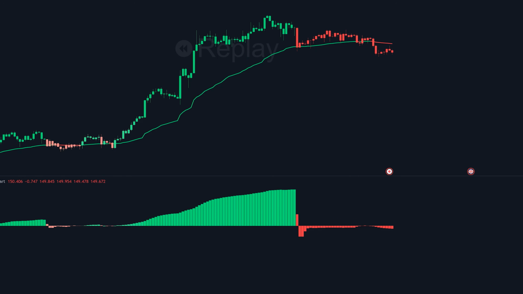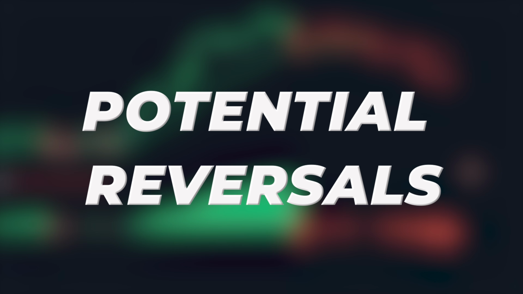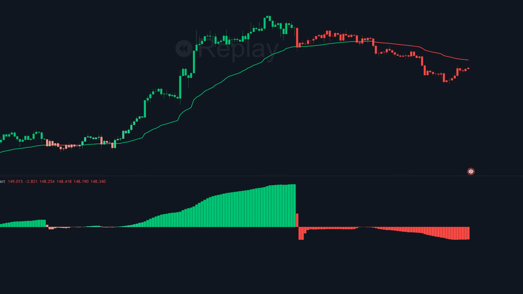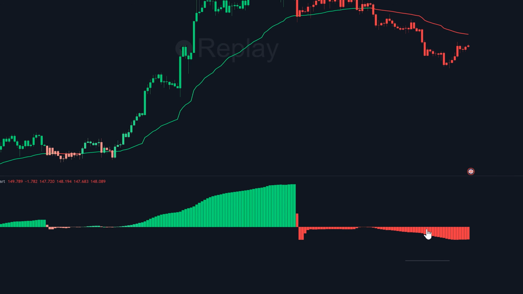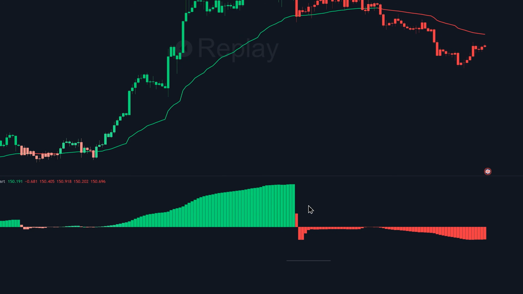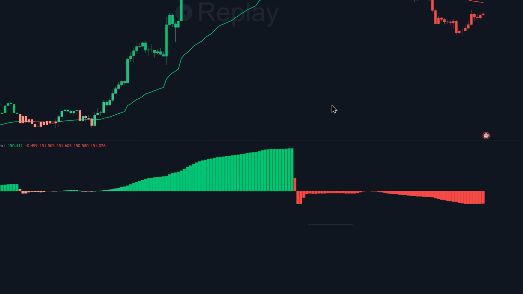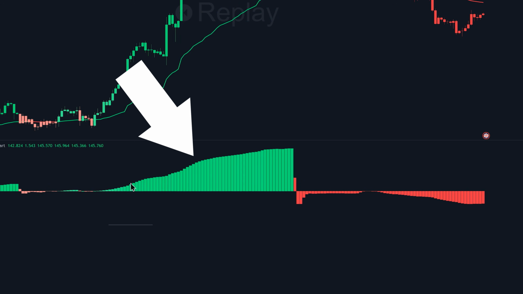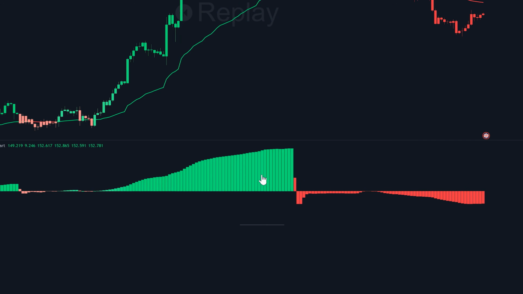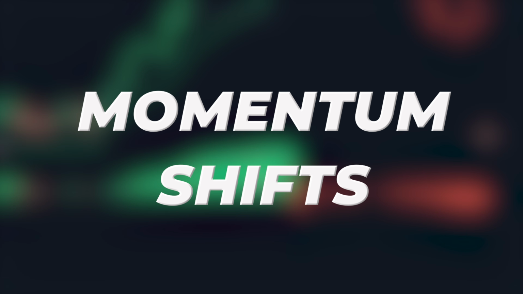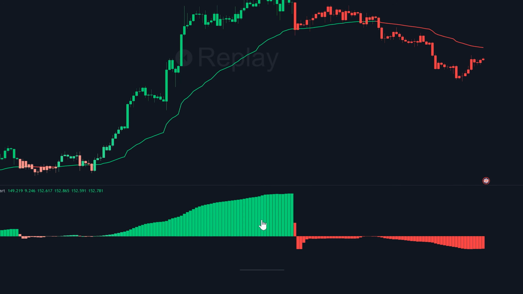And that brings us to the third and perhaps most powerful application, identifying potential reversals before they fully unfold. This is where many traders struggle, either getting out of good trades too early or holding on to losers for too long. The Trend Speed Analyzer, particularly its histogram, tries to help with this by showing you these momentum shifts as they're developing. There's a specific pattern to watch for here.